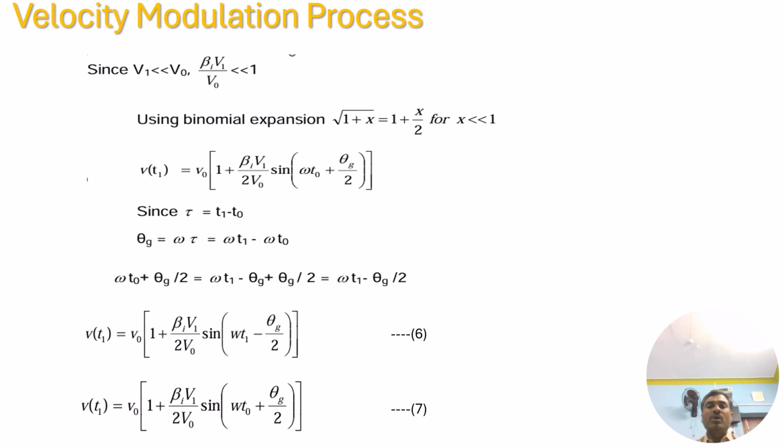But also the transit time tau can be written as t1 minus t naught. From that, omega tau equal to omega t1 minus omega t naught. Finally, omega t naught plus theta g by 2 can be written as omega t1 minus theta g by 2. By substituting these two things, we can get the velocity modulated expression in terms of t1 as well as in terms of t0, which are represented by expressions number 6 and 7.